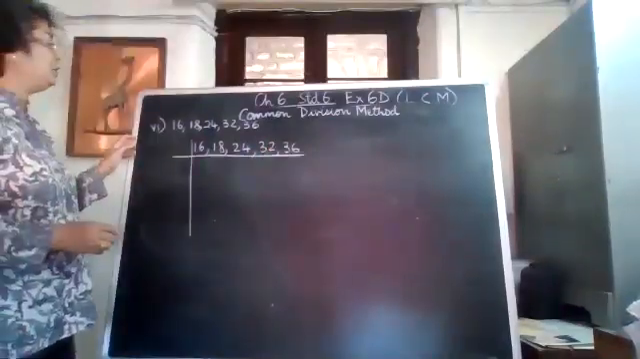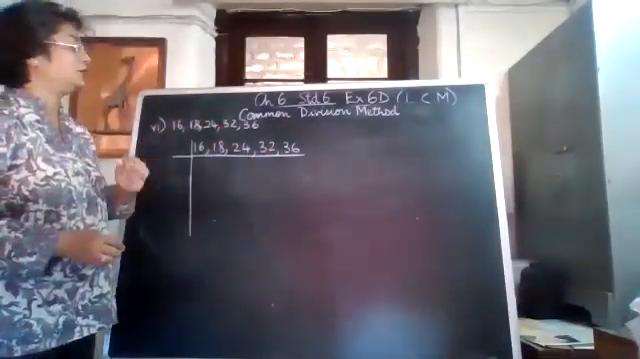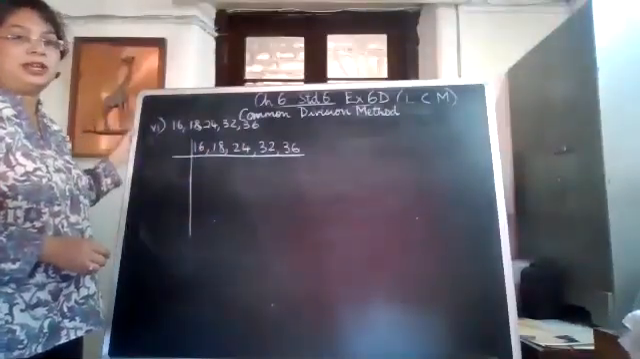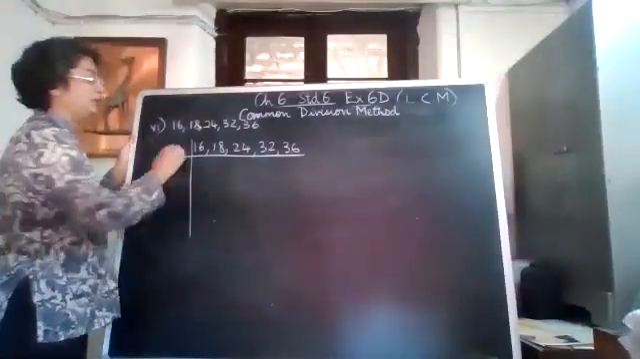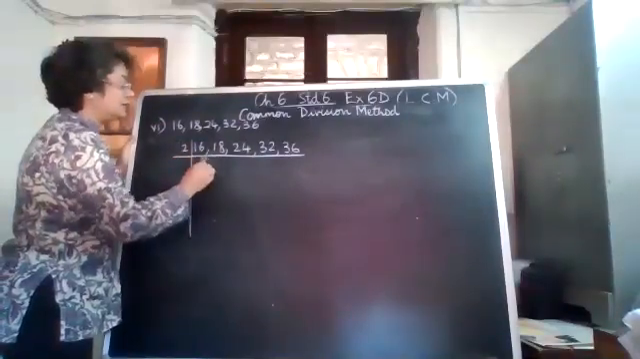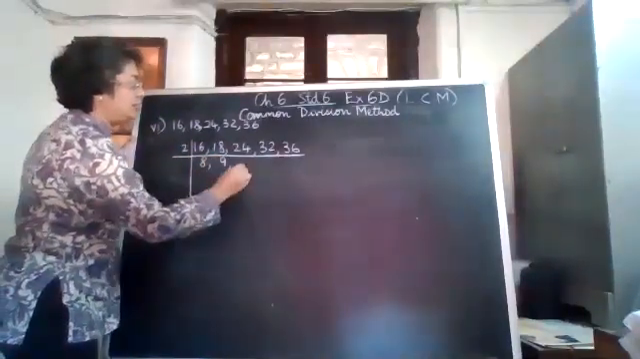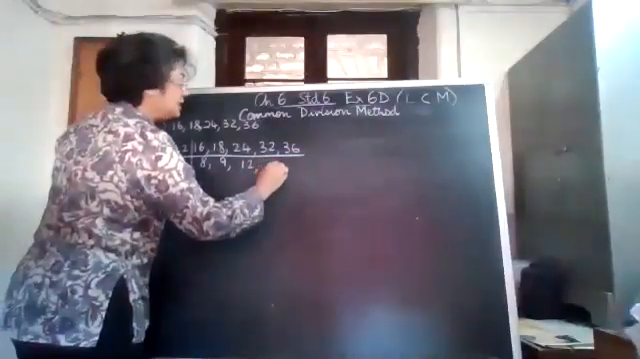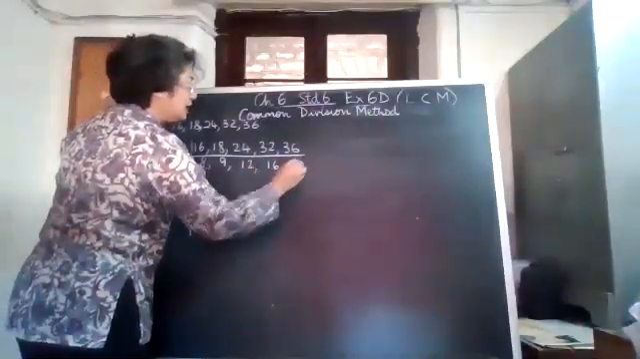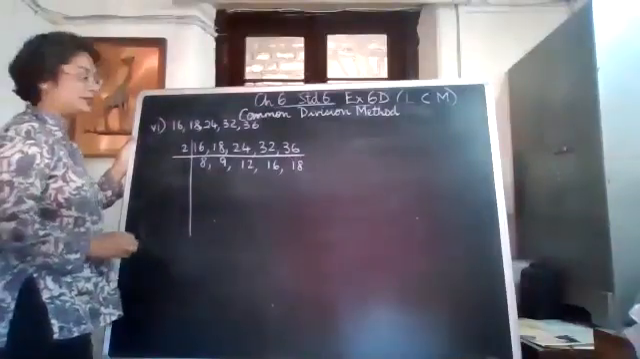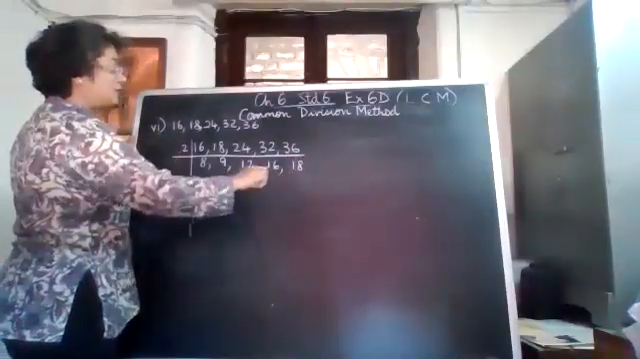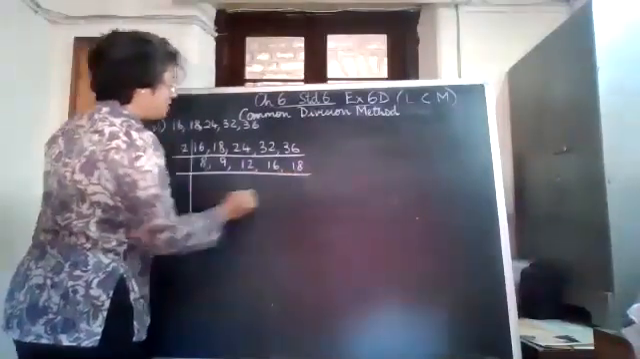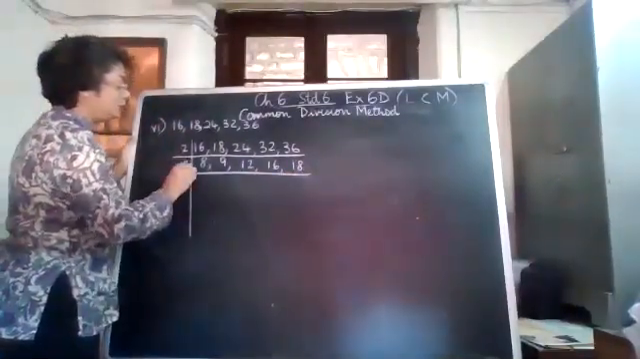Okay, now we are using 5 numbers over here. All of them are ending in even numbers. So which number will I use? Number 2. 2 8s are 16. 2 9s are 18. 2 12s are 24. 2 16s are 32. 2 18s are 36. Again, we see most of the numbers are even numbers. So I will again take the factor 2.